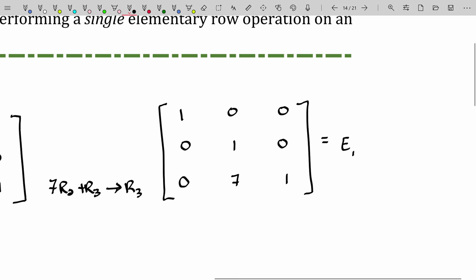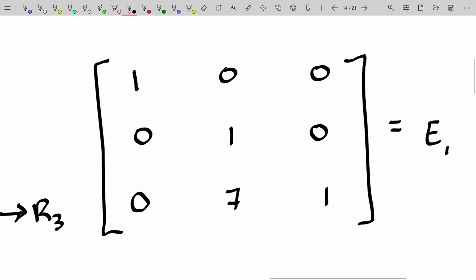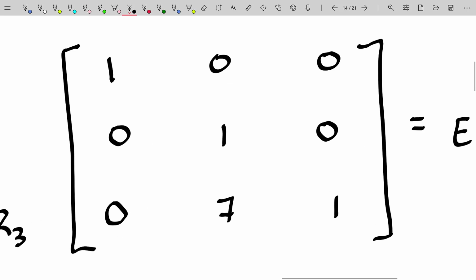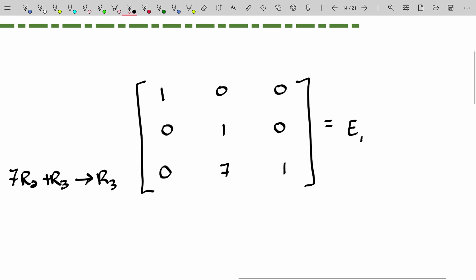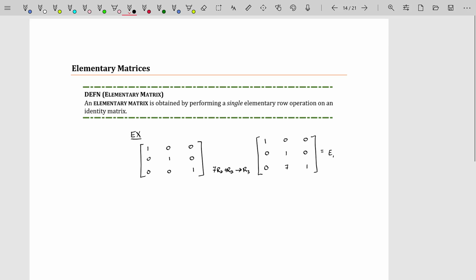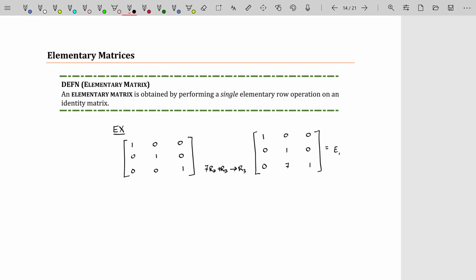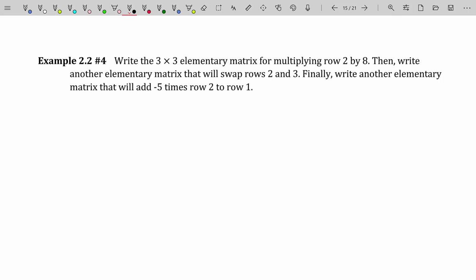One thing you need to note here is that all elementary matrices are very simple looking. They're just a very slightly modified identity matrix. This one specifically just took 7 times the second row and added it to the third row to become the third row. But something fascinating happens when you deal with elementary matrices like this. And to showcase that, let's just do an example.